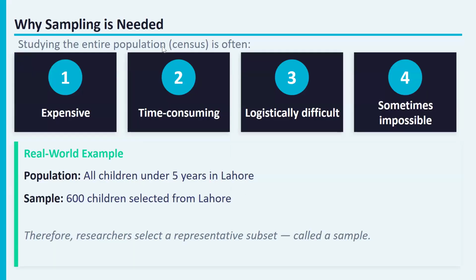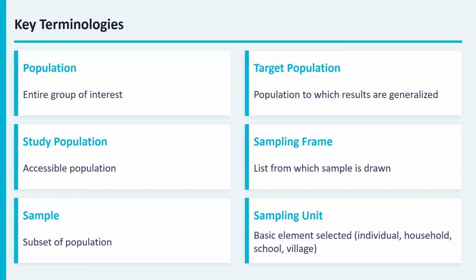So why is sampling needed? Because studying the entire population, which is labeled as census, is often expensive, time consuming, logistically difficult, and sometimes impossible. For example, in the real world, the population includes all children under 5 years in Lahore, but we take a sample of 600 children selected from Lahore. Therefore, researchers select a representative subset, which is called a sample.